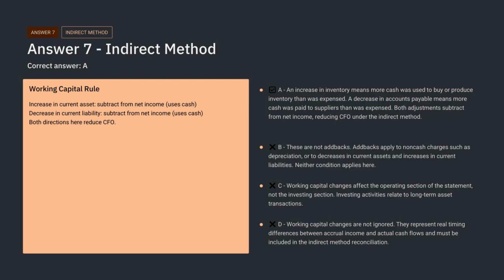Option C is wrong because operating working capital changes affect the operating section under the indirect method, not investing activities. Option D is wrong because working capital changes are not ignored. They are timing differences between accrual income and cash flow, and the indirect method exists largely to reconcile those timing differences. Working capital is where cash timing reveals itself.